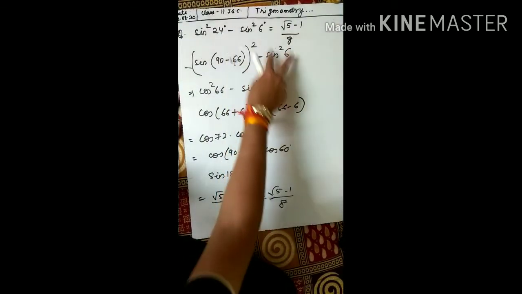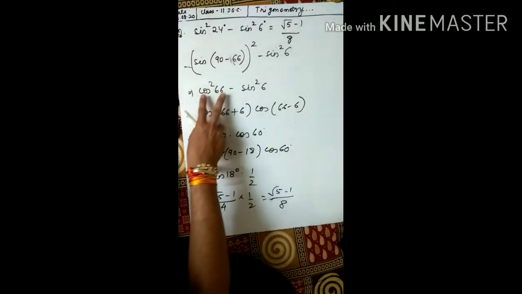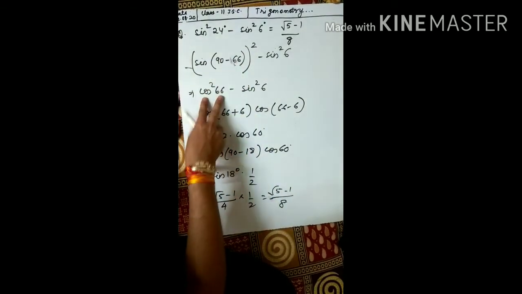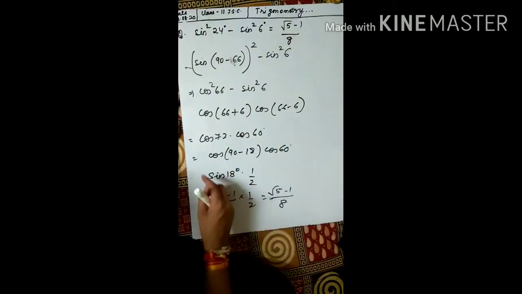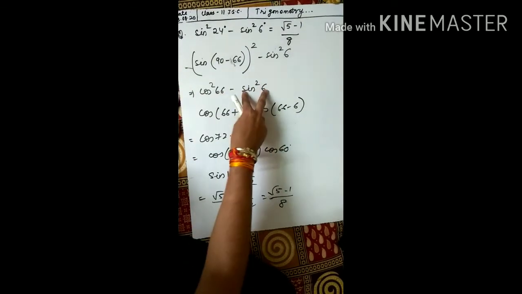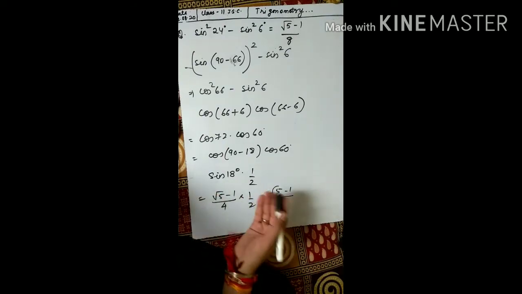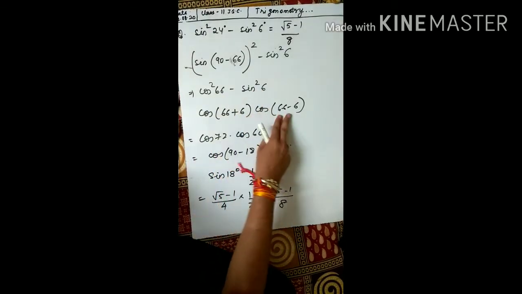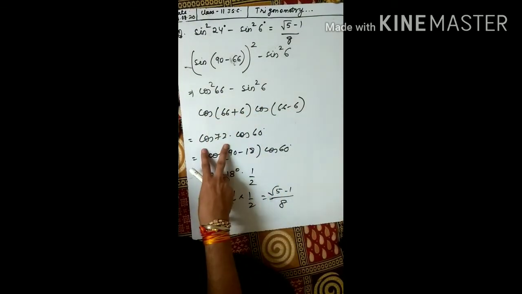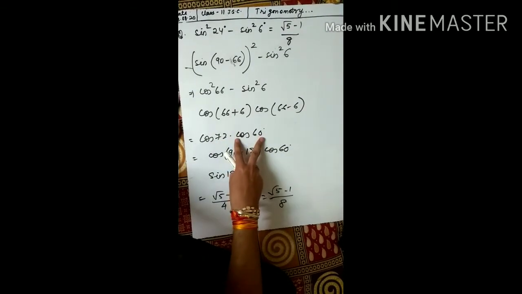And minus sin square 6. We know that sin(90 minus theta) is cos theta, so cos square 66 minus sin square 6. Now as I told you, cos square x minus sin square x is the easier identity we can use in this question, so that is why we are using it. All right, so cos(66 plus 6) and cos(66 minus 6), this is 72 and this is 60 degree, cos 72 degree, cos 60 degree.